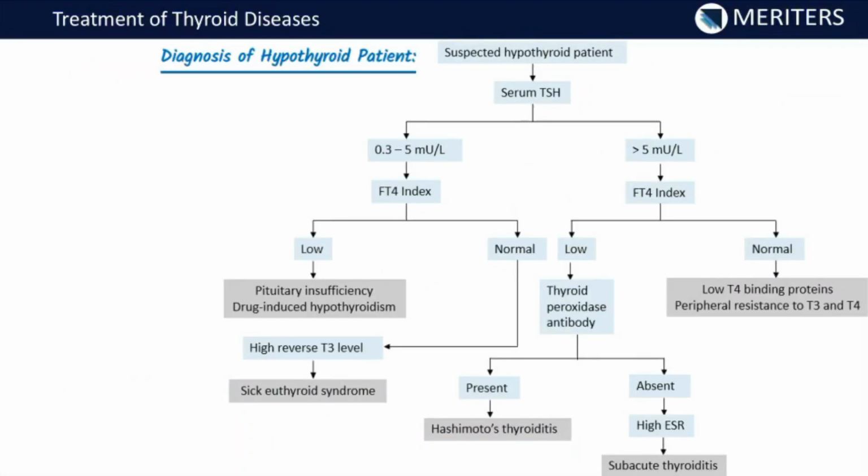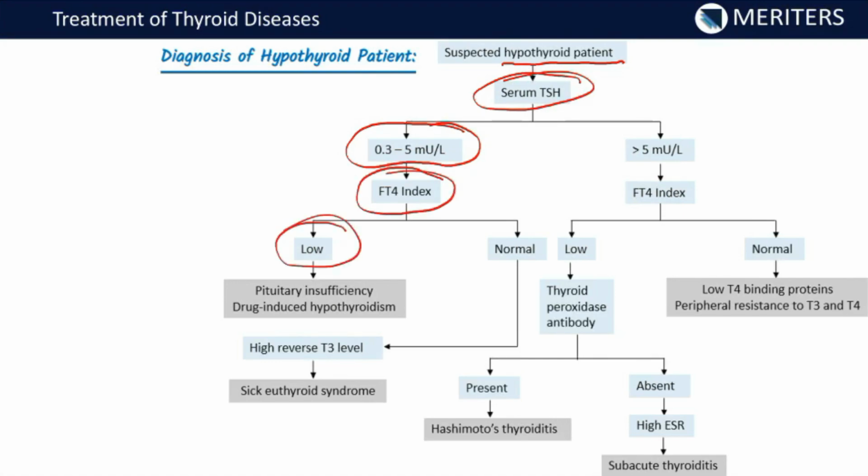Now next, if we are suspecting a case of a hypothyroid patient, then again serum TSH estimation is done, and if it is between 0.3 and 5, then we go for free T4 indexing. If it comes out low, then we assume it's a case of pituitary insufficiency or drug-induced hypothyroidism. And if it is normal, then the only thing which could be possible is high reverse T3 levels, and if that is raised, then it's sick euthyroid syndrome.